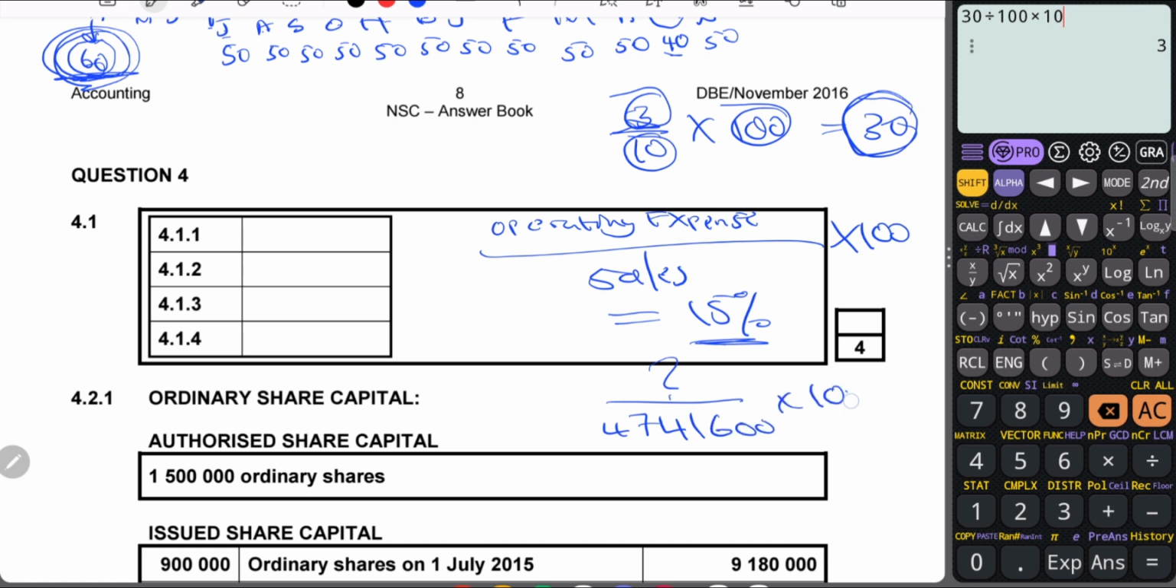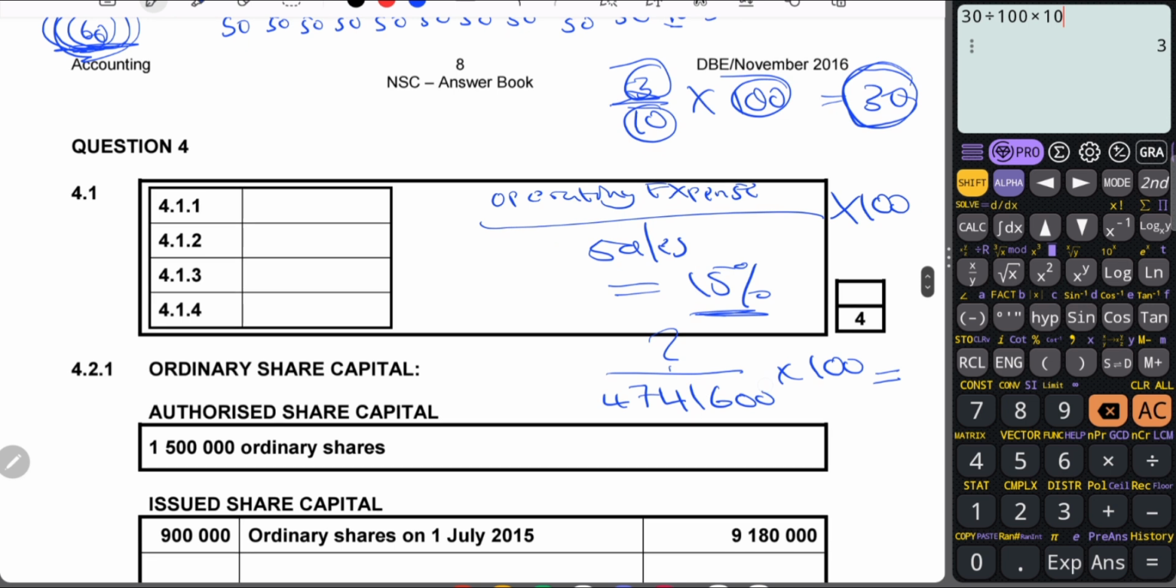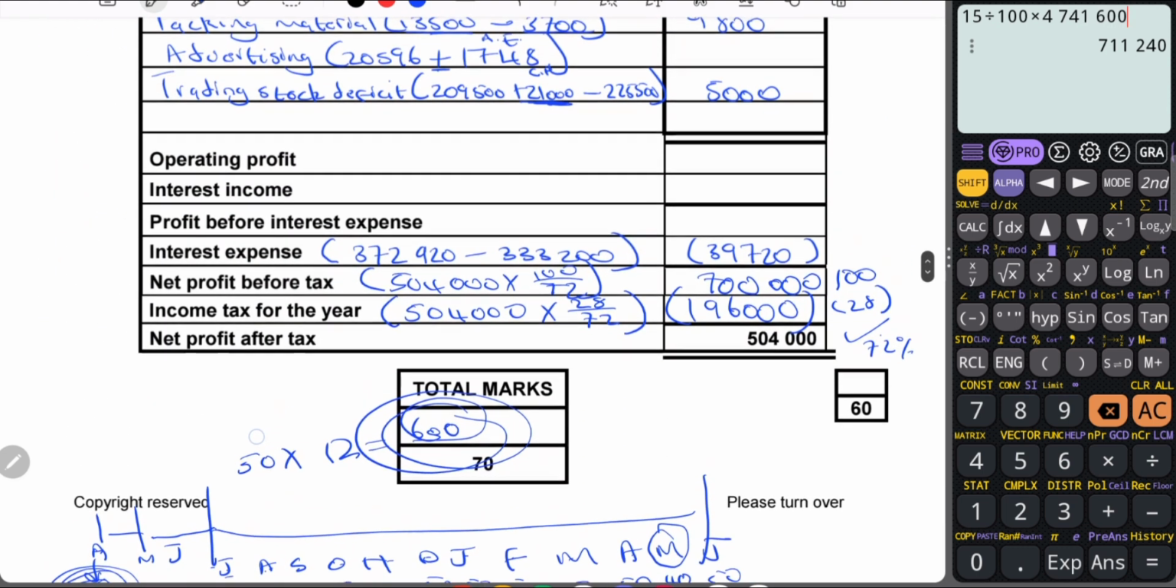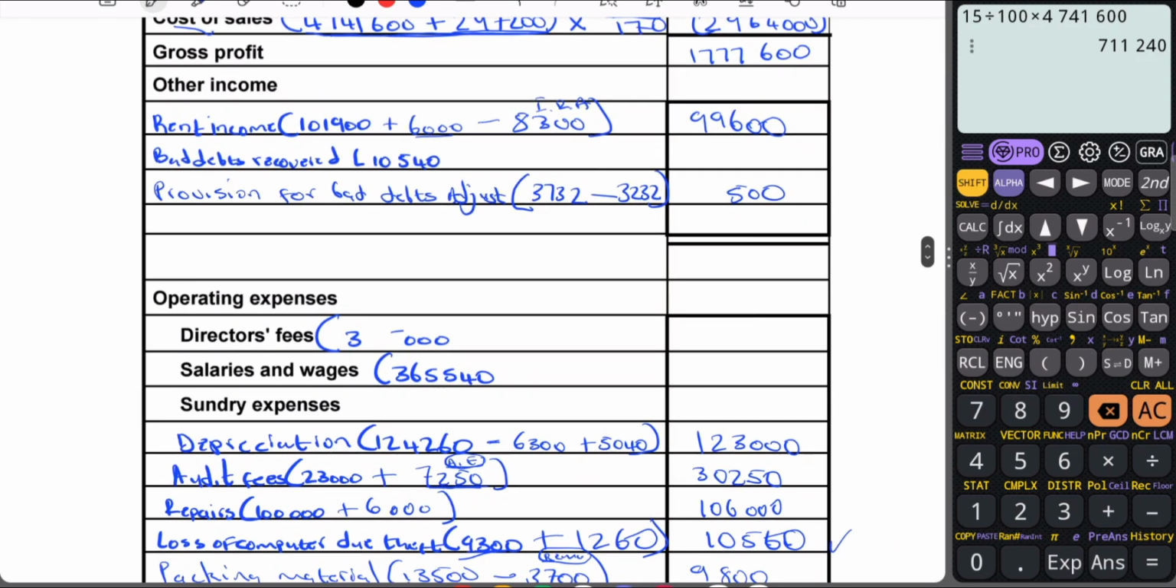Then multiply by 100. This must give me the 15 now. How do I reverse now? It's going to be 15 divide by 100, then you multiply by 4,741,600 now. Then what I'm going to get is 711,240, and this is my what now? My operating expense. So now I have calculated my operating expense using a ratio.